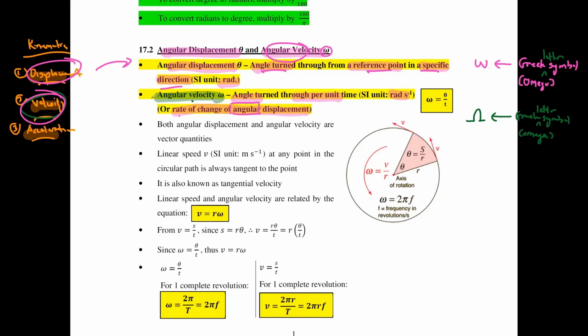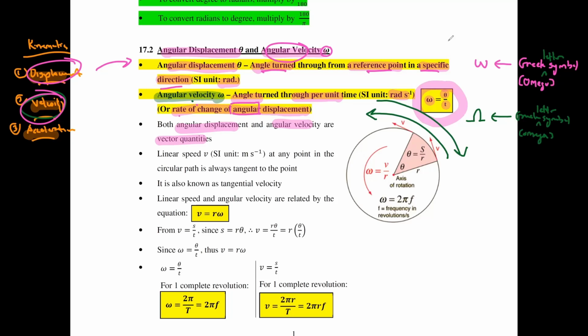Now, for angular velocity, there's an equation that you can use to calculate it, which is given by this, where angular velocity is the angle turned divided by time taken. Both angular velocity and displacement are vector quantities because they have a certain associated direction. When we say something moves in a circle, you can clearly see that it will move either counterclockwise or clockwise. There are two different directions that you can consider. So they are vector quantities.